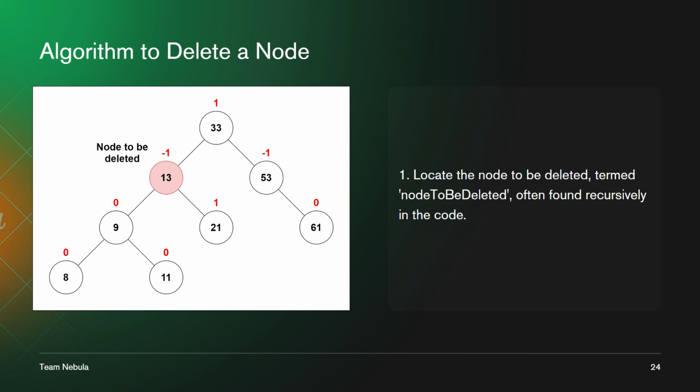Let's explain the algorithm for deleting a node in an AVL tree step by step. You start by locating the node that you want to delete, which we will call node to be deleted. This is done recursively in the code.